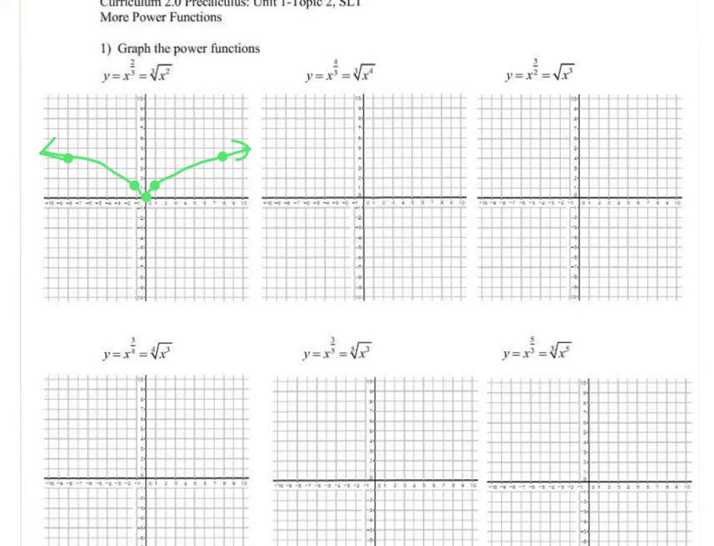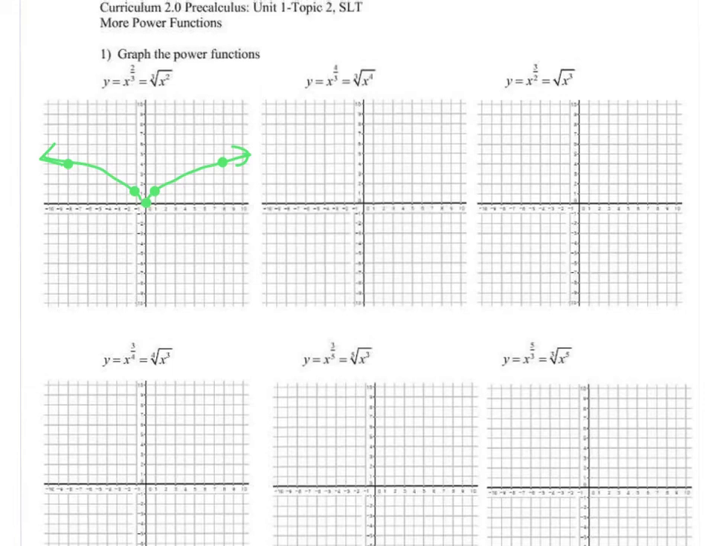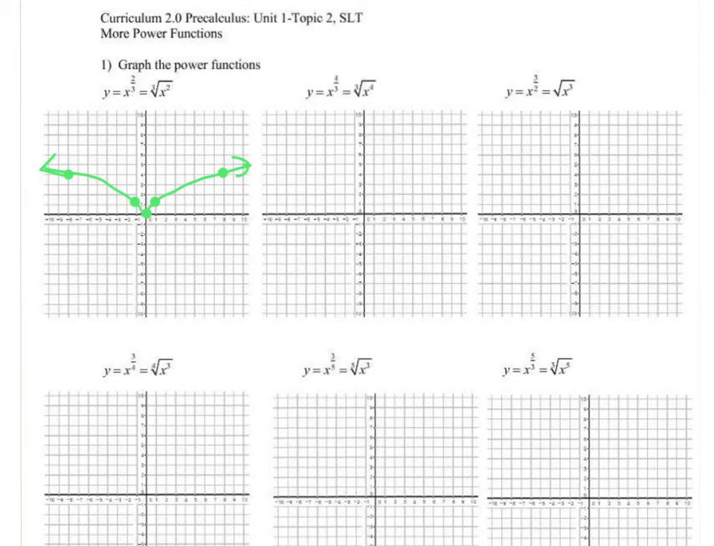Then for number 2, x to the 4/3. The only nice points that really fit are the negative 1, 1, 0, 0, and 1, 1. Because when you look further out, they're all decimals. At 8, it's all the way up there at 16, so it increases pretty quickly. You know what, 2 goes to 2.5. Can put that in there.